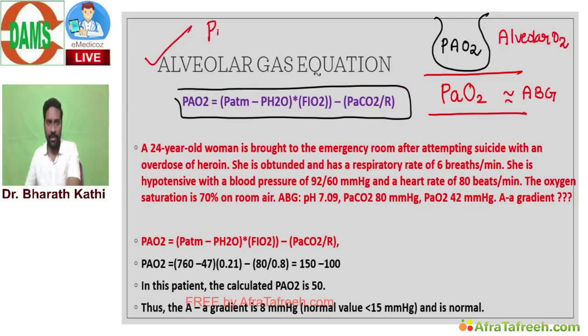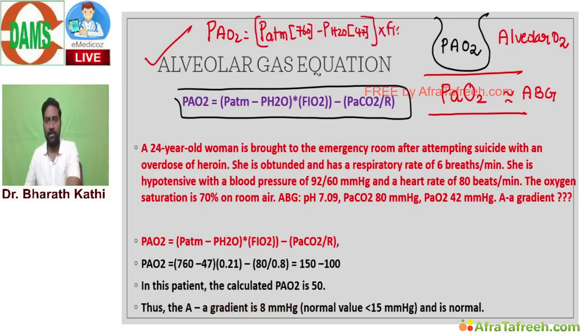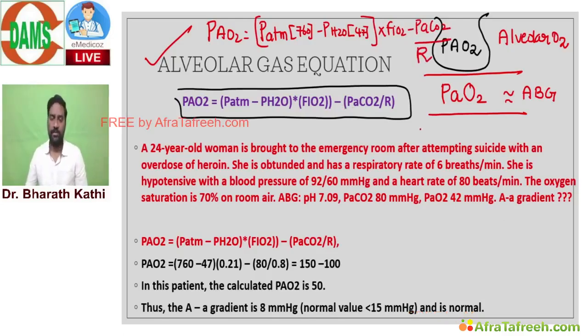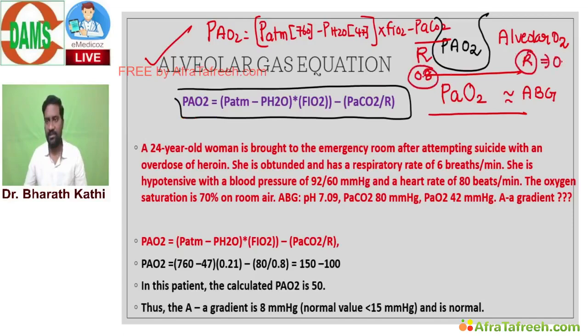The formula: PAO2 is equal to P atmospheric, generally 760, minus water vapor pressure, which is 47, into FiO2, minus PaCO2 by R. R is nothing but the respiratory exchange ratio. Generally it will be about 0.8. So R is the respiratory exchange ratio, generally 0.8. So that is a constant value.